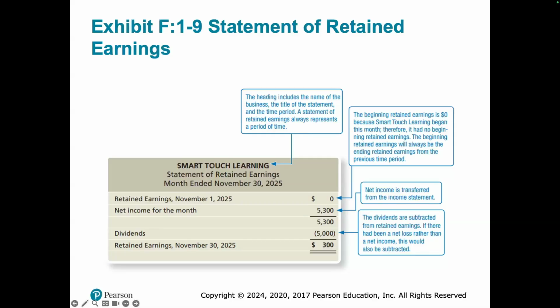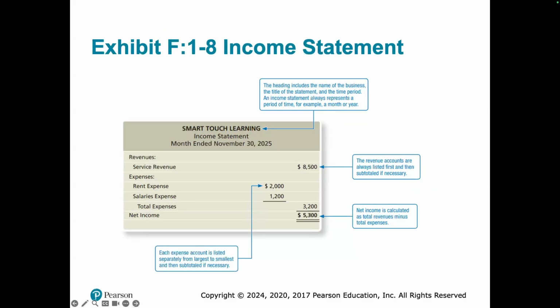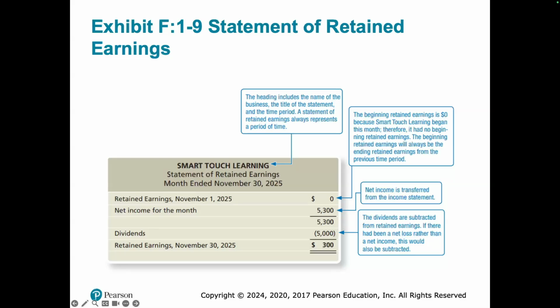So this is for the month. And then we start with our retained earnings, November 1st, 2025. Since this is a brand new company, we didn't have any retained earnings, and so we start off with zero. Net income for the month was 5,300. Where do we get that? We go back to our income statement and we carry that over to our statement of retained earnings.